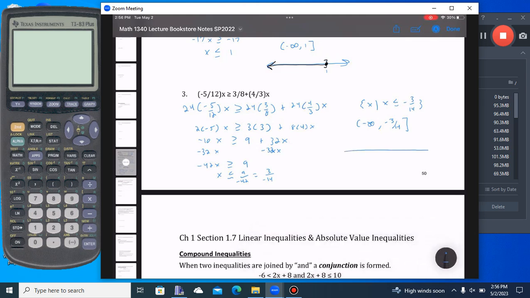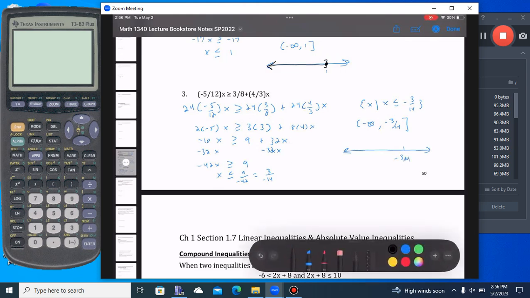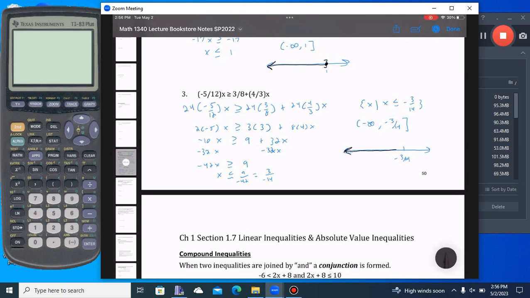Line first. The bracket, everything to the left, and including negative 3 over 14.